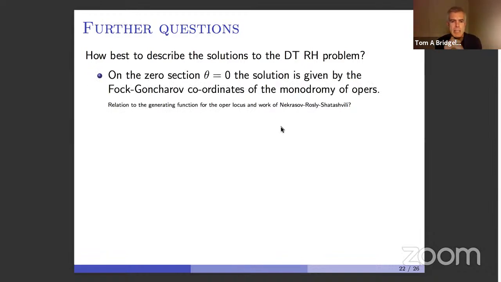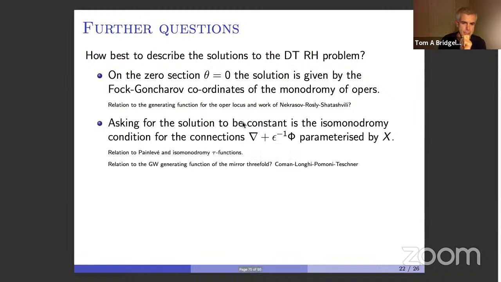If I take the 0 section in this example I've just been discussing, remember the tau function was about looking at theta equals 0. Then the solution in this example would be giving the Fock-Goncharov coordinates of the monodromy of opers. So there's this famous work of Nekrasov, Rosly, Shatashvili describing the generating function for the oper locus in terms of things interesting in physics, in quantum integrable systems. So there is a nice generating function here, and maybe that's one of the things one should put into this.